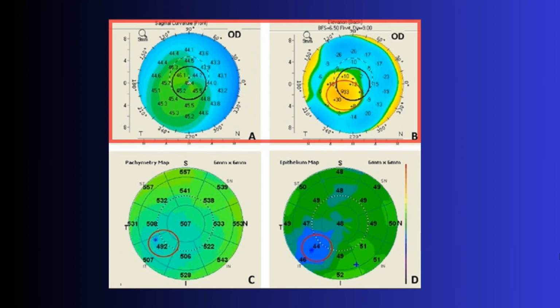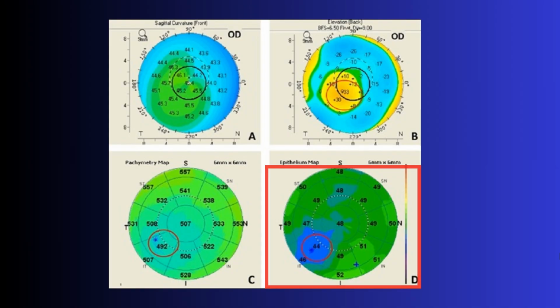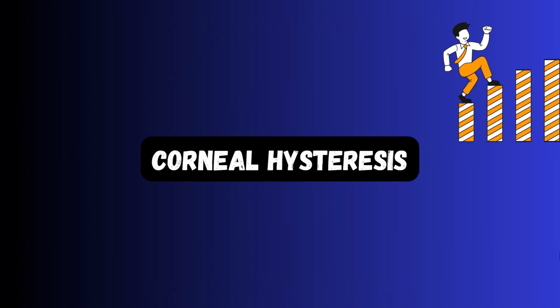As you can see in the top images here, the area of the cone appears green and yellow, which wouldn't raise much concern, but on the epithelial thickness map, you can clearly see the thinning centrally and thickening in the periphery, confirming epithelial compensation and also the keratoconus diagnosis. Now, I would like to discuss some of the advanced diagnostic tools that we can use for diagnosis of keratoconus.